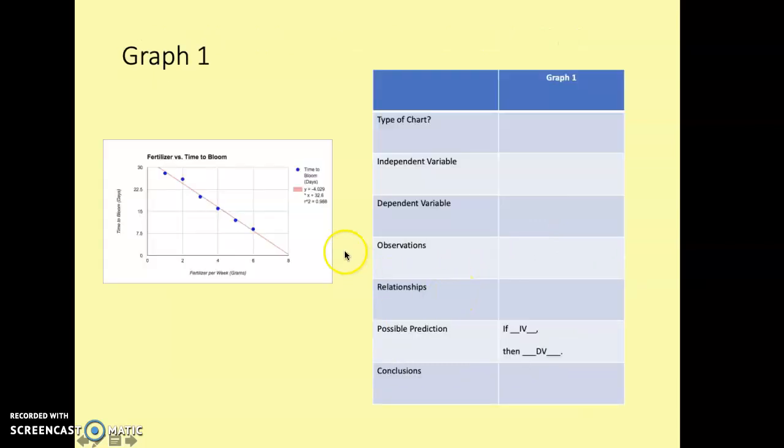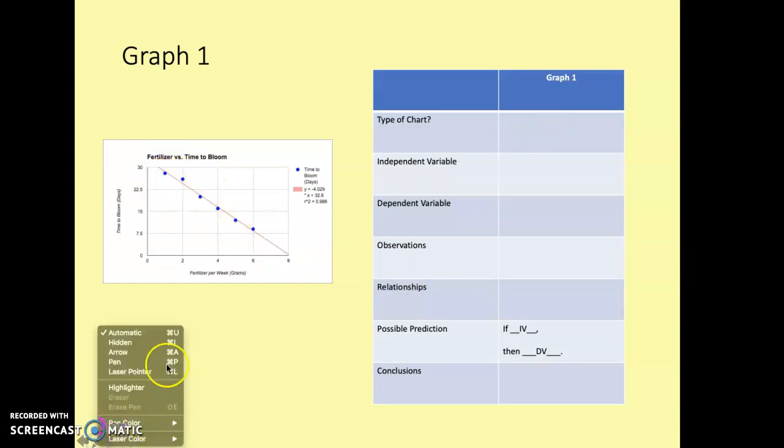So, type of chart here. This is a scatter plot. What I see is a line going down. So I'm going to get my pen out here.